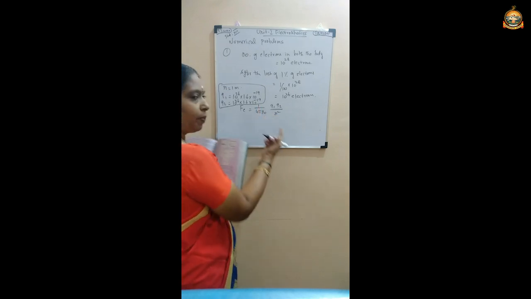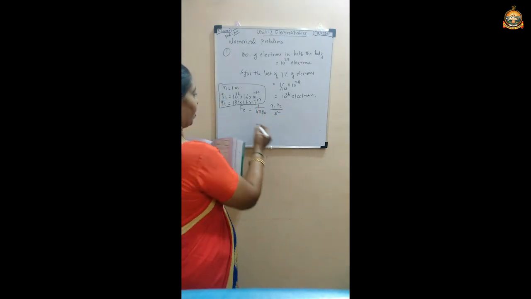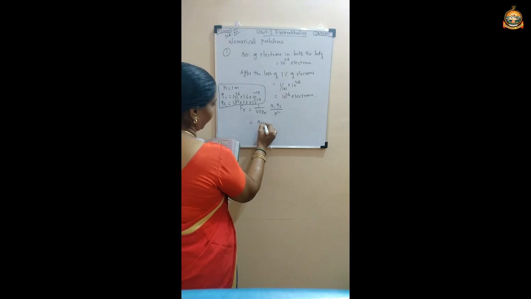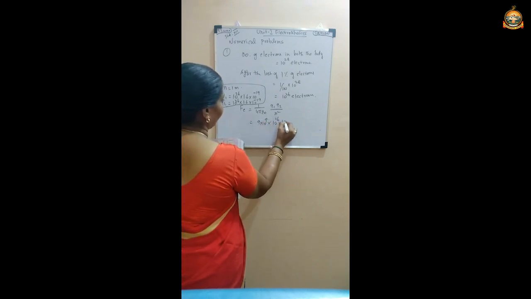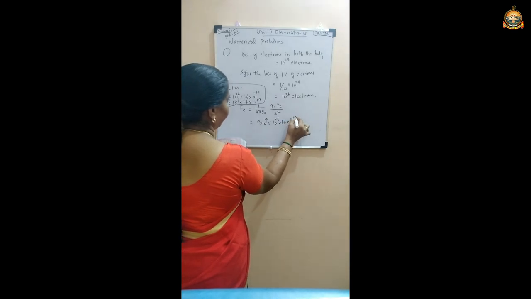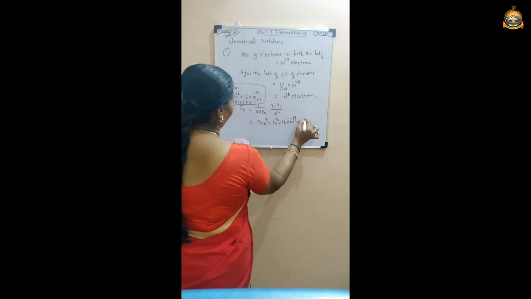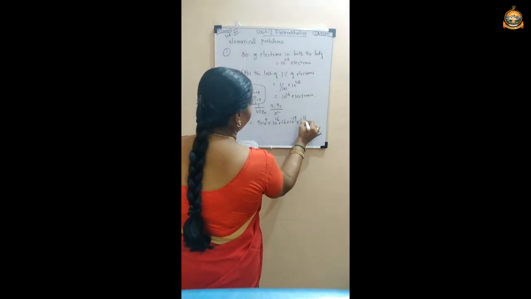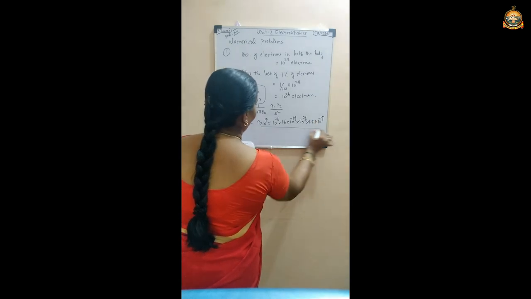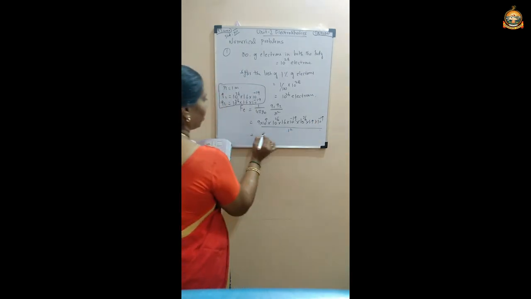You know that 1/(4πε₀) is 9 × 10^9. So it is 9 × 10^9 × 10^26 × 1.6 × 10^-19 × 10^26 × 1.6 × 10^-19, whole divided by 1 square. That is equal to what?